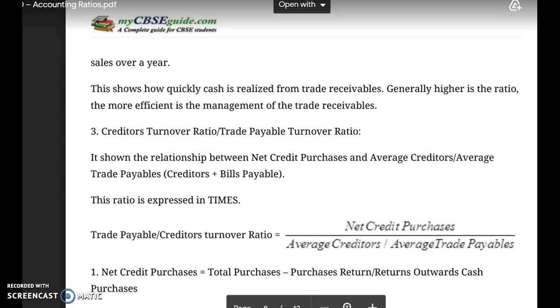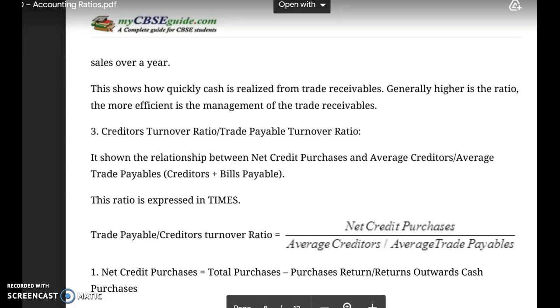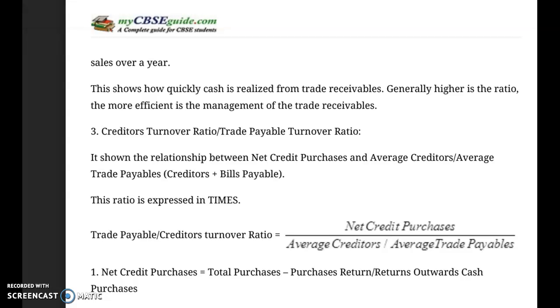Now the basic purpose of this ratio is to indicate how quickly cash is released from the trade receivables. Generally, the higher the ratio, the more efficient is the management of the trade receivables, meaning the organization is in a position to very quickly and timely collect from its receivables or debtors.